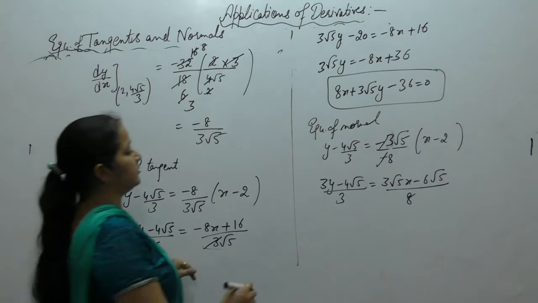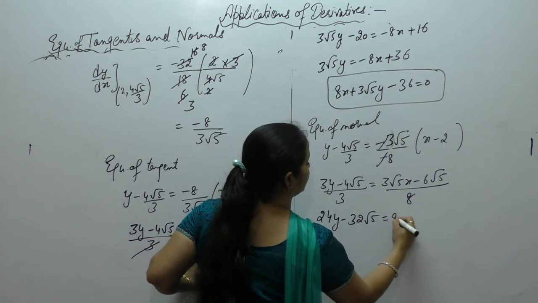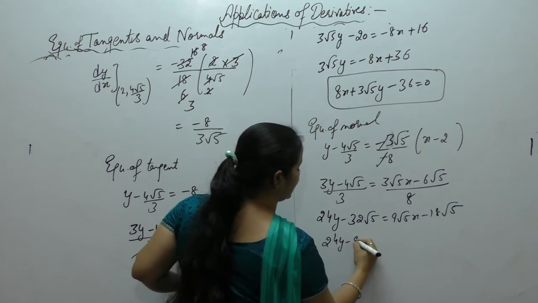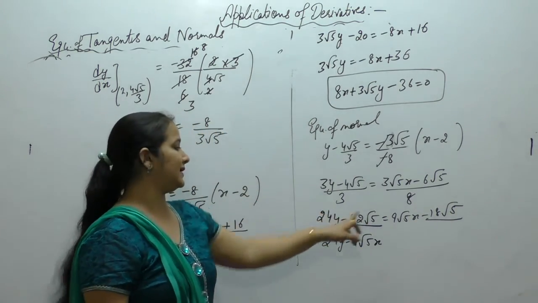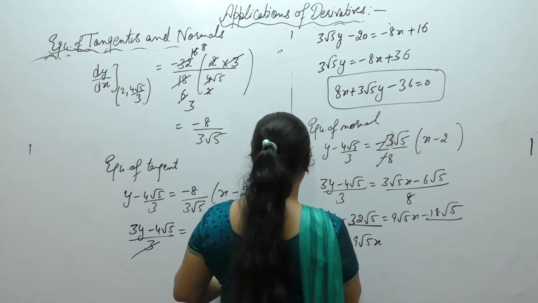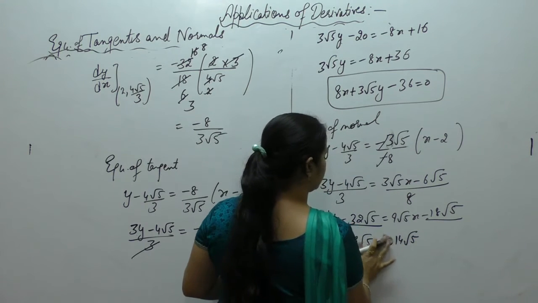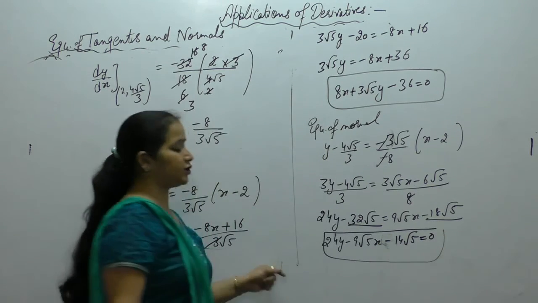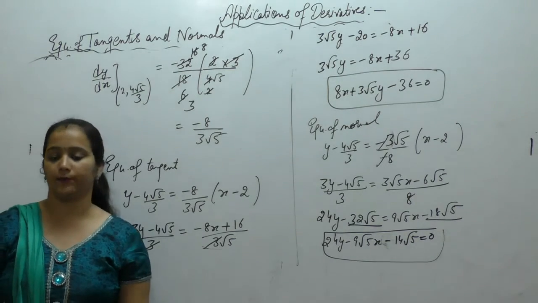Now solve this. Cross multiply: 8 into 3, 8 into 4, 3 into 3, 3 into 6. So 24y minus 9 root 5x. These two terms are with root 5; minus 18 plus 32, that is 32 minus 18, 14 root 5. When this term goes to the left hand side, it becomes minus 14 root 5. So the equation of normal is 24y minus 9 root 5x minus 14 root 5 equals 0. Note it down.